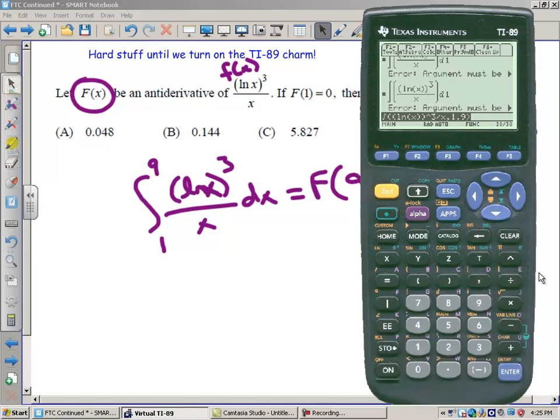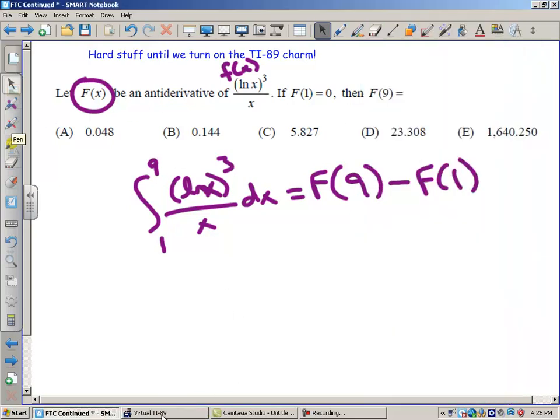Okay, well, I'm a ding-ding. I didn't do comma x, so that's what I did wrong. I forgot to do comma x, comma 1, comma 9. I'm going to hit diamond enter because I want a decimal. Calculator's busy. It's trying to find the area under this curve from 1 to 9. Might be just a second here. And it's 5.8269. That is the value of that integral.